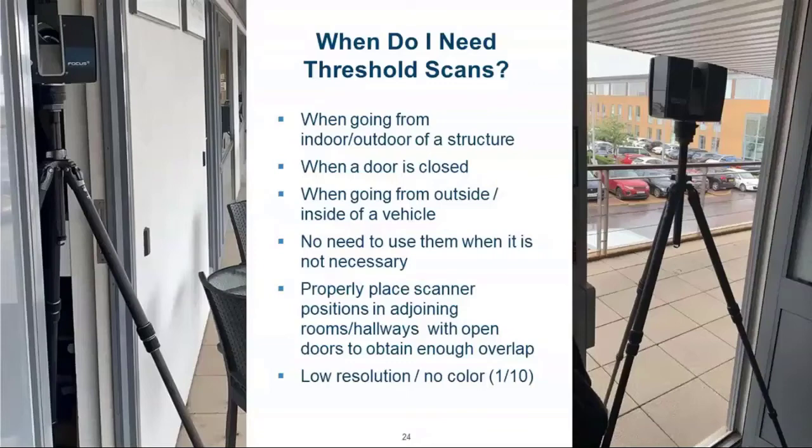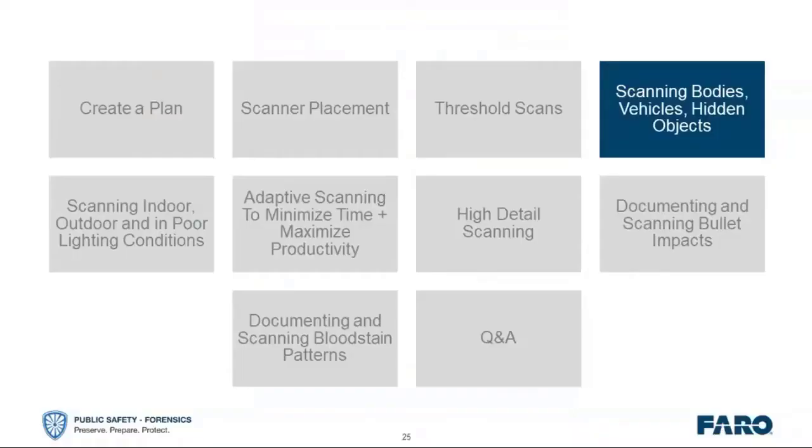So properly place your scanner positions adjoining your rooms and your hallways to obtain enough overlap. Now, even if your door is open, sometimes you need a threshold scan because based on your scanner placement, you're not going to be able to get enough overlap. So anything that you need to get you enough overlap.